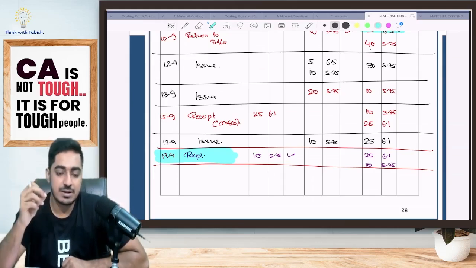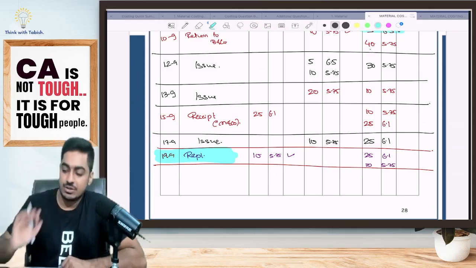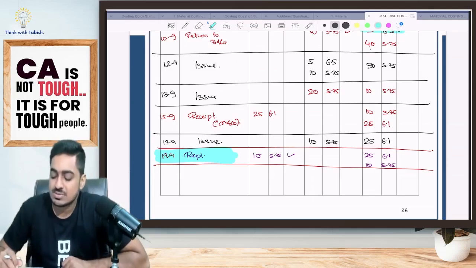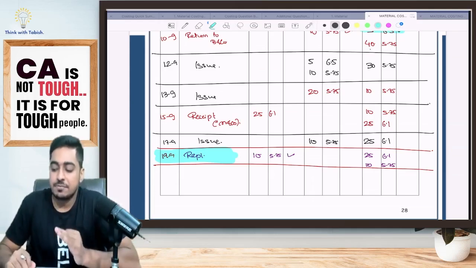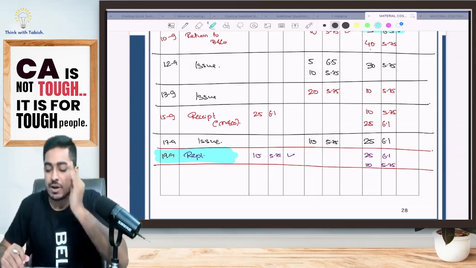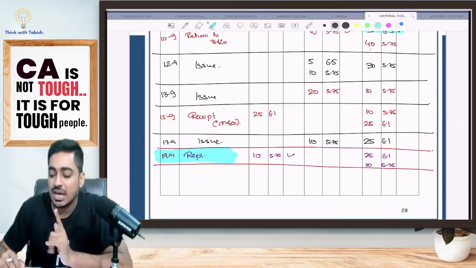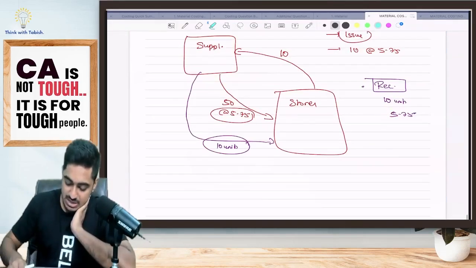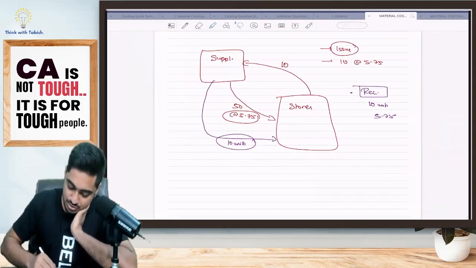I'll be spending roughly around 10 minutes. Mind you, this is an exam-oriented batch, so I'll do things slightly faster. What is happening on 20th September? Returned from department, material of MN company, 5 units. Now understand the story. This story is over.